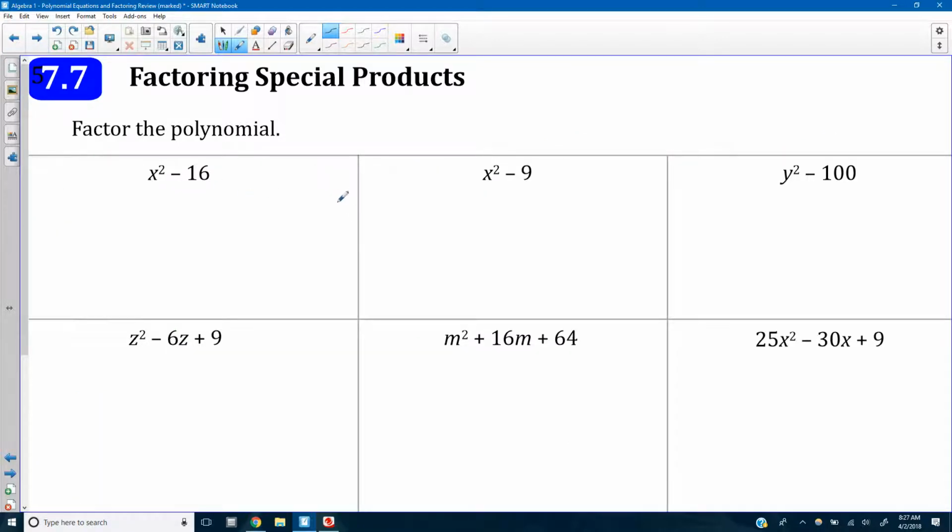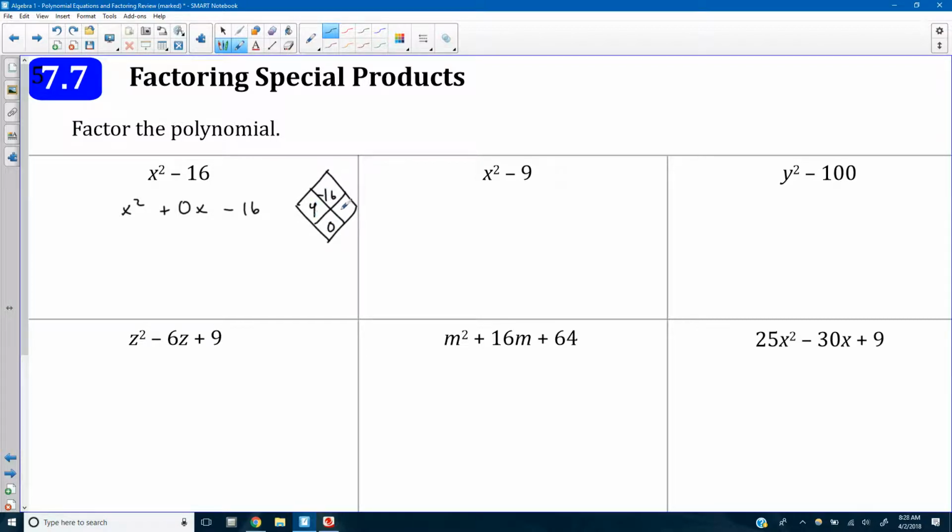Okay, 7-7, factoring special products. We have x squared minus 16. Now, if you don't know what to do in terms of factoring this one, always rewrite it as a quadratic trinomial. That may help you. So I can rewrite this instead as x squared plus 0x minus 16. And I asked the same question as I always have asked before. What two numbers multiply to become -16 and add to become 0?